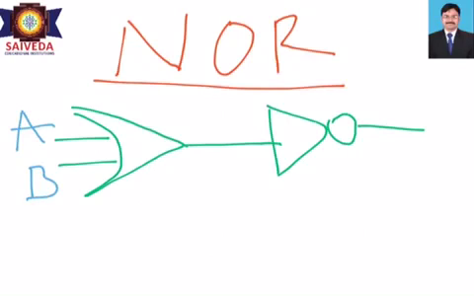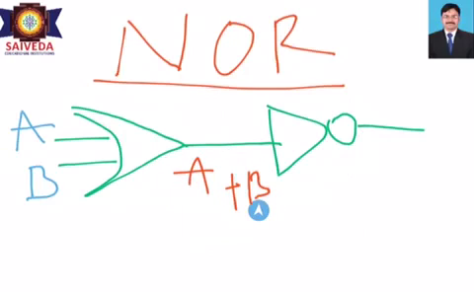A, B are inputs and this is the OR gate. What will be the output if A, B is the input and the OR gate is there? We found A plus B. Already we came across the OR gate. Now A plus B is there. After that, we are finding NOT. The two inputs are A, B. First for OR, the output of OR is A plus B.